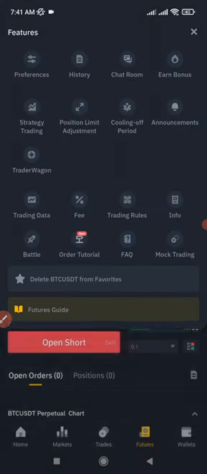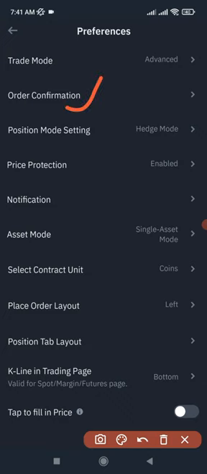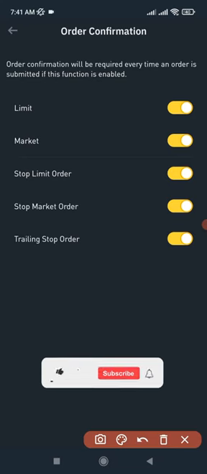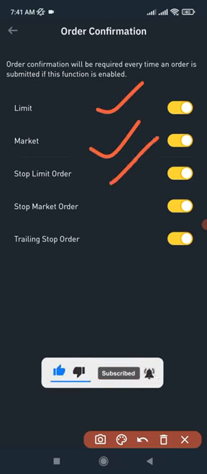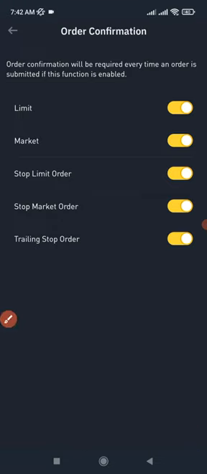So if I go back again to the preference, the next one you see there is the order confirmation. If I click on it, I have all of these checked. So when you want to open a limit order, it will ask you to confirm. When you want to open a market order, instead of just placing the order at once, you have to confirm. It means you can go through the summary of the order and then click on confirm before the order is placed. If you turn all of this off, then whenever you open an order, it will be placed immediately, whether you make a mistake or not.